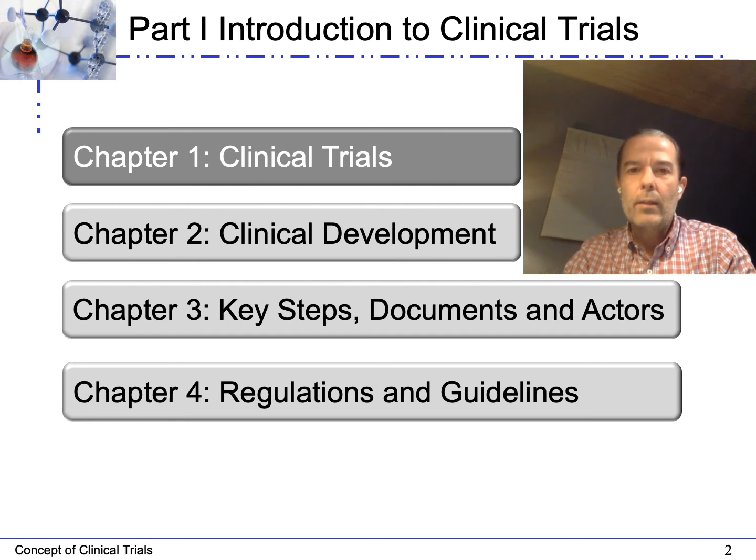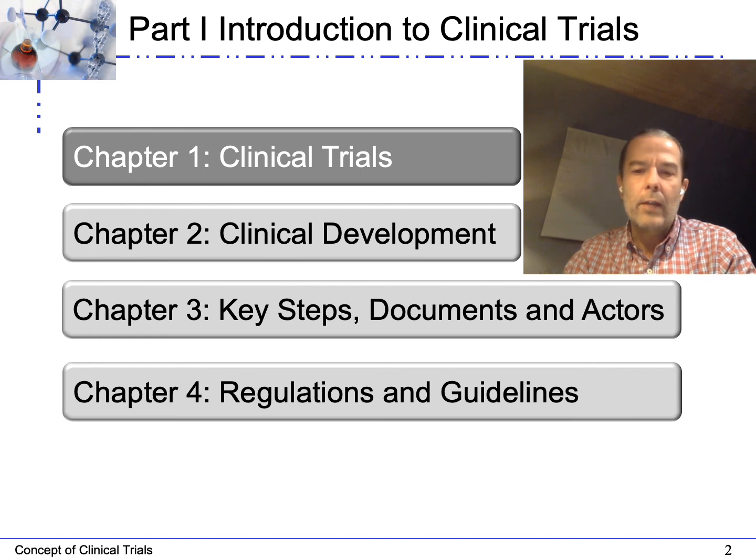In Chapter 3, coming back to the clinical trial level, we will see what the key steps are in the planning, conduct, and reporting of clinical trials, what the essential documents surrounding clinical trials are, and finally, who the key actors involved are, namely the participants, the investigator, the study sponsor, amongst others.